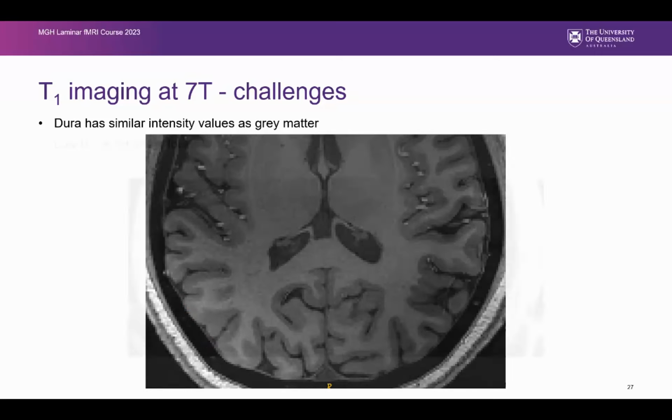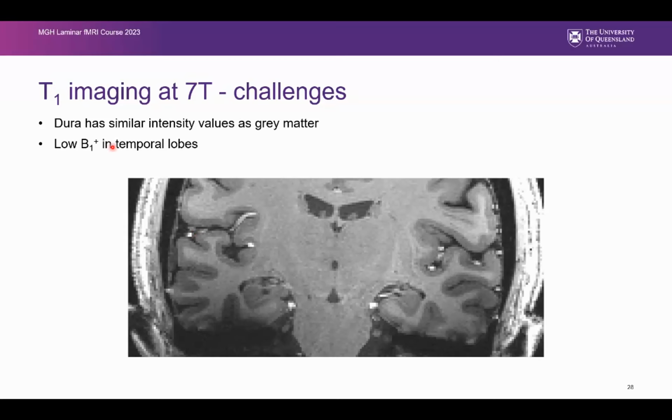The other challenge is the low B1 plus in the temporal lobes. Here you can see again that we know this should probably go more like this. But simply, you don't get a good inversion, which means you don't get a good signal here. So if you're interested in the temporal lobes, it's actually quite a challenging area to do T1 imaging.